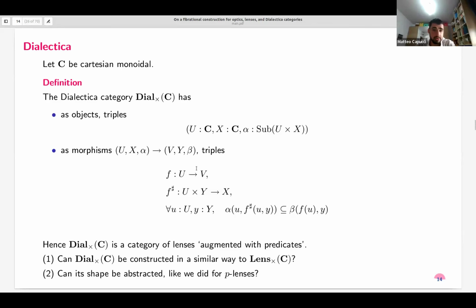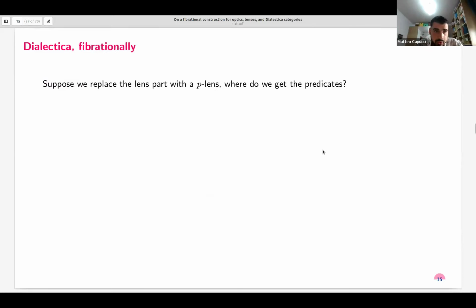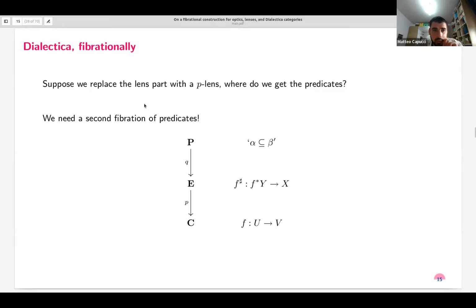Because this is a definition that is very concrete, right? You just start with a Cartesian category and you do these things, whereas we might try to get a general construction for dialectica. So let's start by breaking down the pieces. Suppose, as before, we replace the lens part with a P lens. So let's say we abstract the first two pieces of the dialectica morphisms by saying this comes from a fibration.